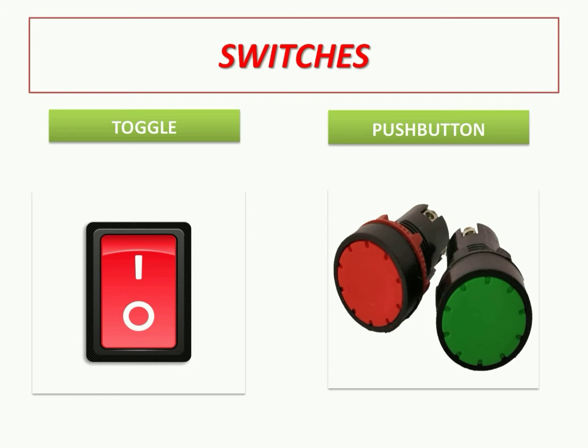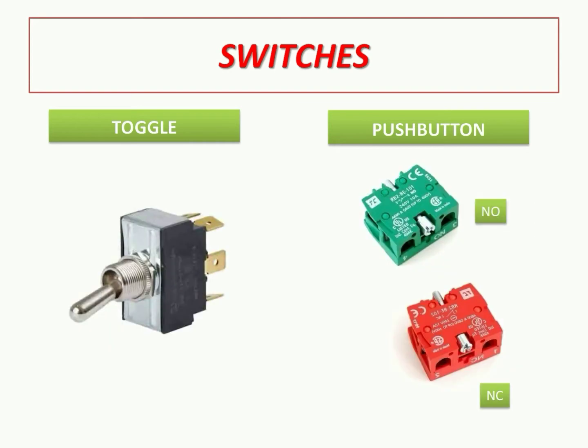But on the other side there is a push button. Push buttons are switches that come back to their own position, because there is some spring sort of thing in the push button. When you press it and release it, it comes back to its position. So basically there are two types of switches you can see on screen, toggle and push button. In the next screen you can also see these two types of switches.